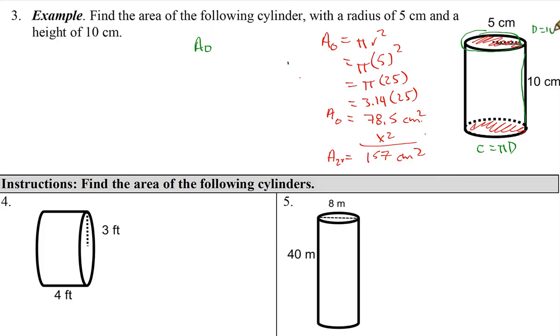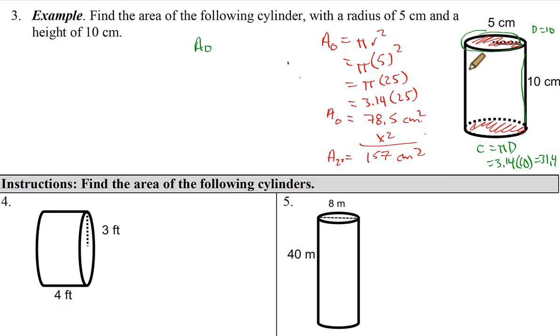Diameter equals 10, right? Because you got to double the radius. Remember, the radius goes halfway, diameter all the way across. So this would all equal 3.14 times the diameter, which is 10. And I know that is 31.4.